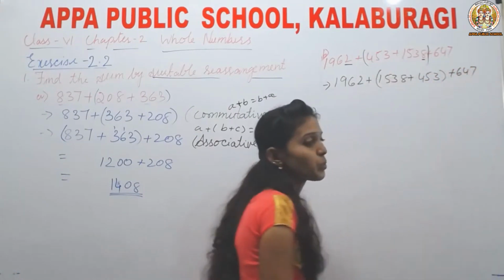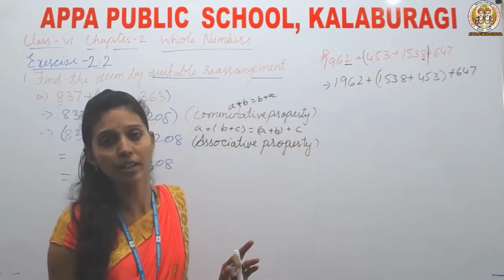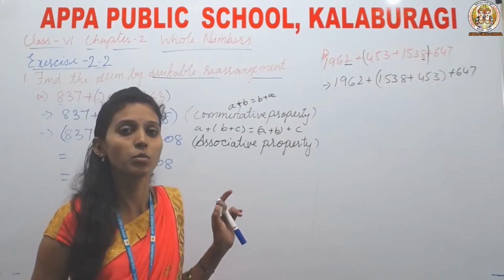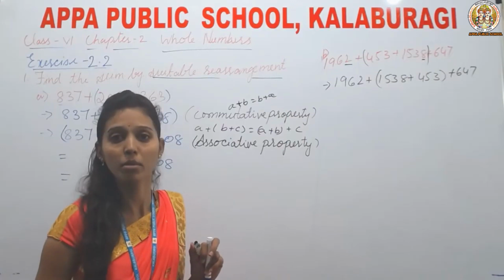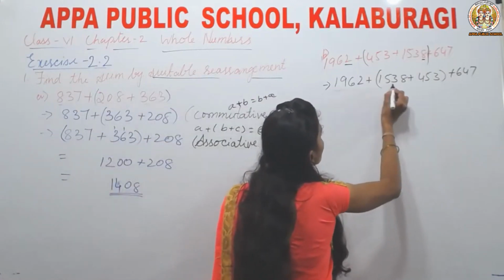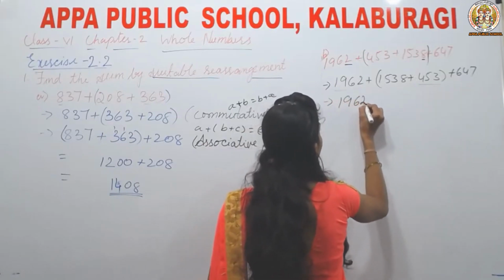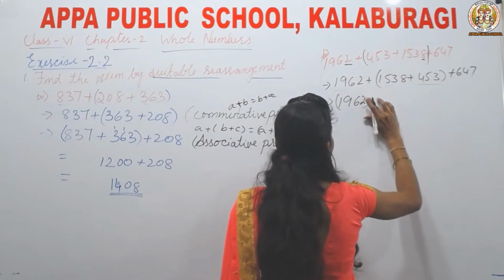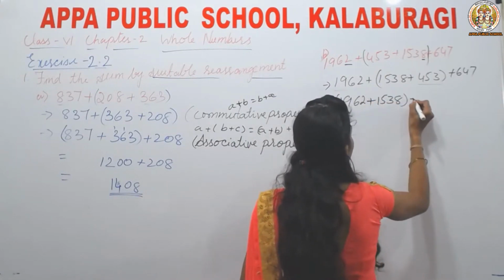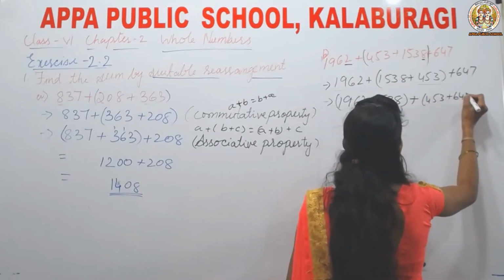Here the bracket is very, very important. Okay, bracket is very important. If you don't use the bracket here, you may get an error or your answer may be wrong. That's it. Now group the numbers. These two numbers and these two numbers. So 1962 plus 1538 plus 453 plus 647.